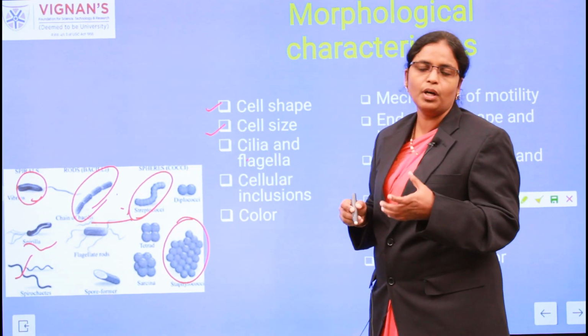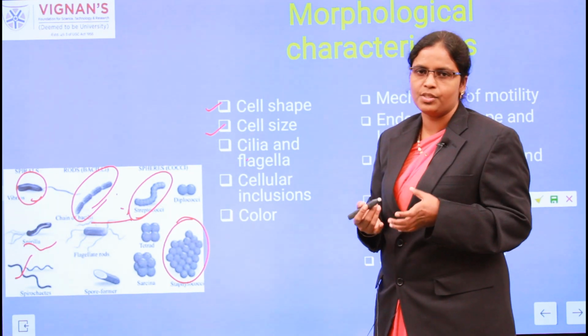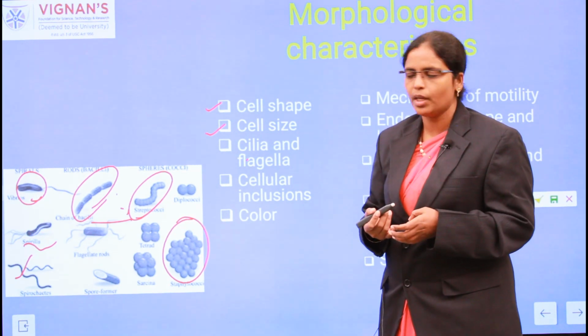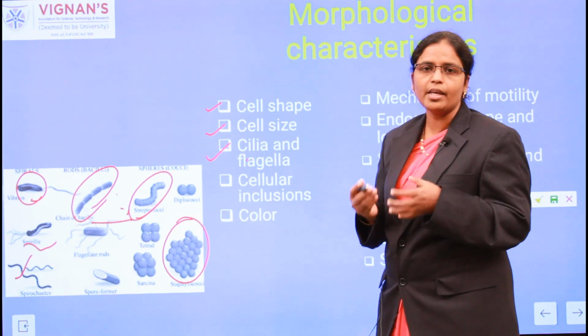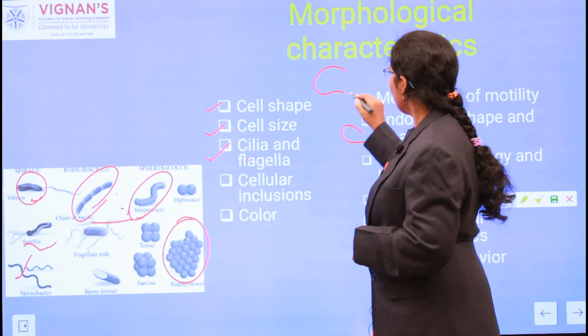What is the size of the organism? Whether it is in micron size or meter size. Generally microorganisms are in micrometers. Okay. So next cilia and flagella. These are the external features located on the surface of a bacterial cell.